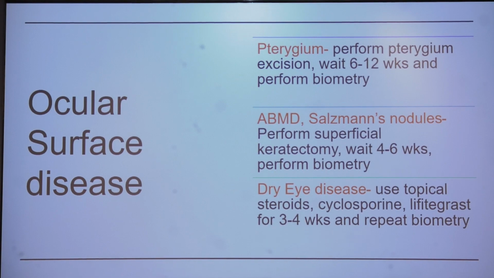With pterygia, I usually wait about 6 to 12 weeks after excision, and I do a pterygium excision with a conjunctival graft, and then I wait 6 to 12 weeks and then perform my biometry. If it looks a little funny, you can always keep up dry eye treatment afterwards, which all pterygia patients should have anyway, and then repeat the biometry. With basement membrane disease, Salzmann's nodules, I perform a superficial keratectomy, peel off the nodules, get rid of the offending basement membrane disease, wait 4 to 6 weeks, and again perform biometry.